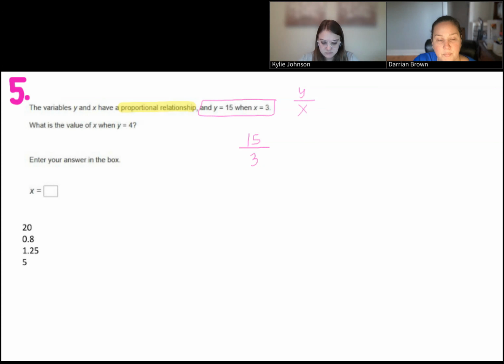Then we want to make a proportion with another ratio. So let's write equals, and then use this information that they gave us. So the question says, what is the value of x? So we're trying to find the x. So you can go ahead and write the x on the bottom because we don't know what it is. When y equals 4. So there they told us the y is 4. Okay, so copy that down. That is the problem that we need to solve.